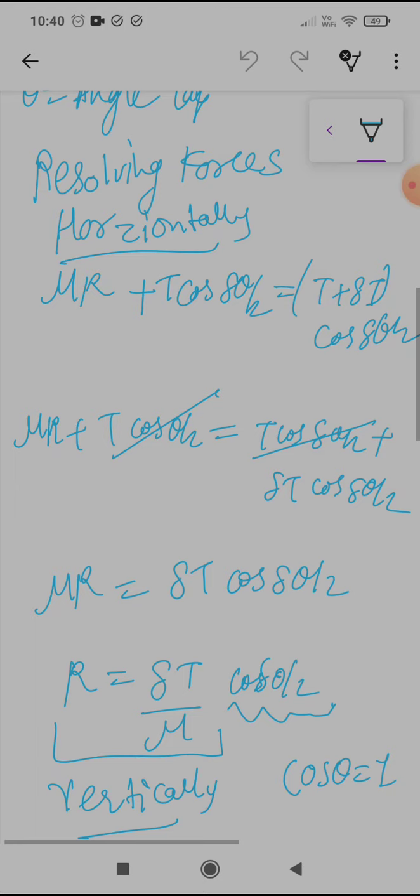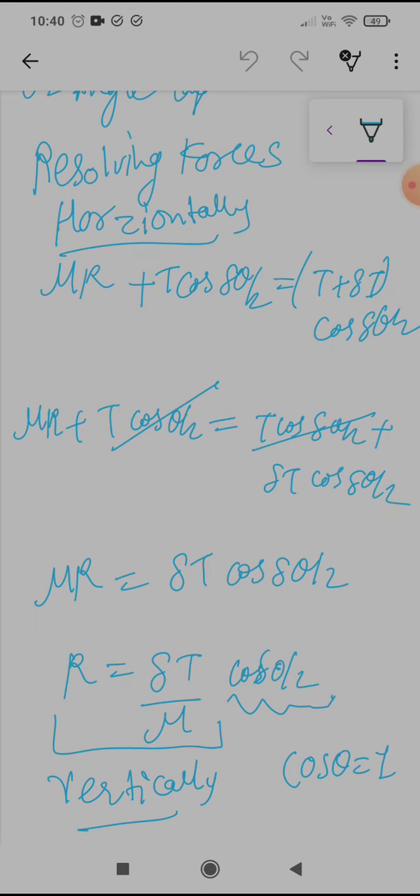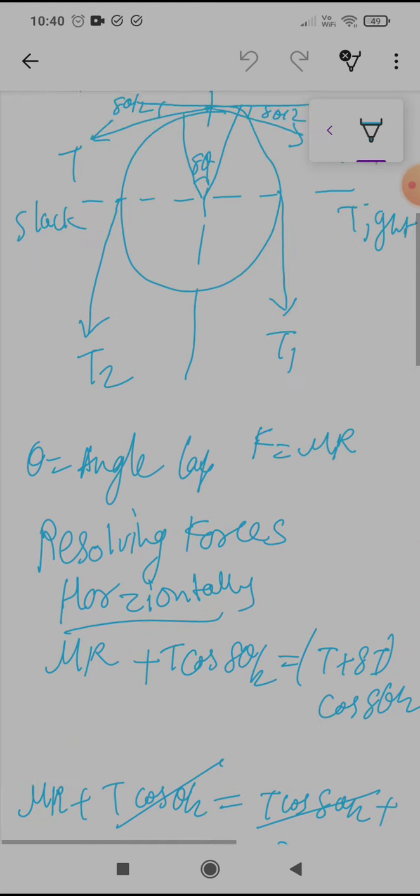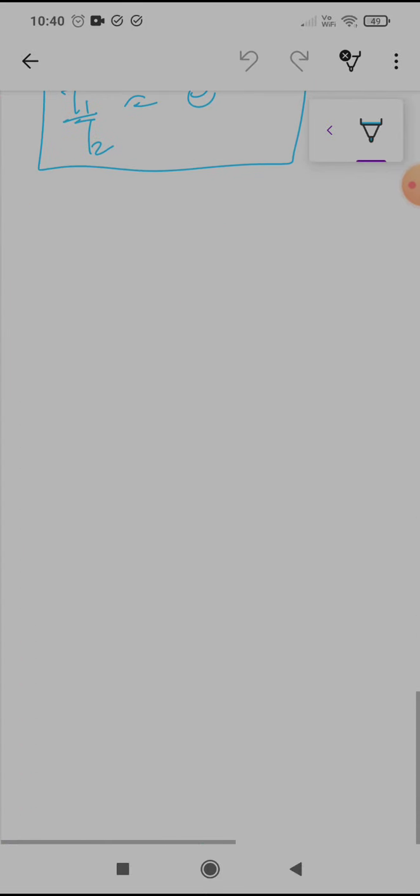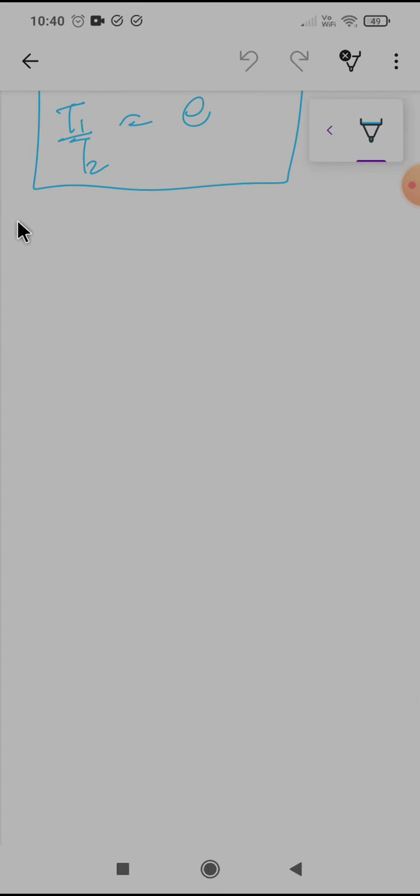Hey guys, so in the last lecture, we have seen the ratio of the tensions of the flat belt drive, that if we take the ratio of the slack side tension and tight side tension, then what we will get. So that we have seen for flat belts. Now today we will see for V belts or rope belts.